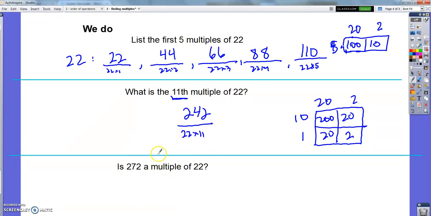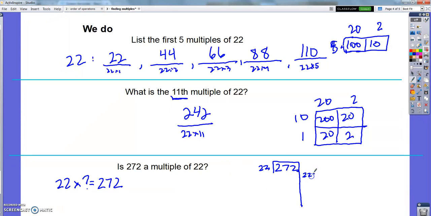Last question is, is 272 a multiple of 22? So that means, is there some way I can do 22 times something and get 272? The way to tell is to do the opposite operation. So I want to know what to multiply by. To find that, I can divide 272 by 22. This is a hard thing to divide by, so I'm going to go in easy bits.